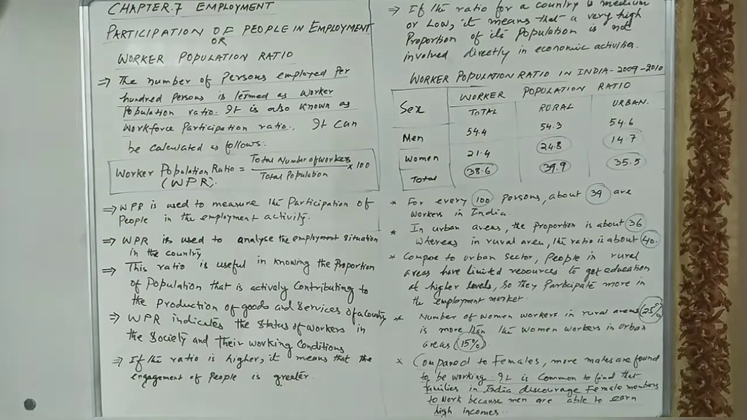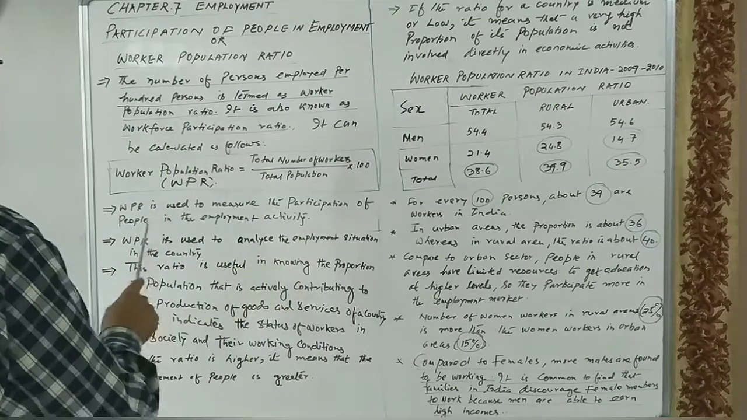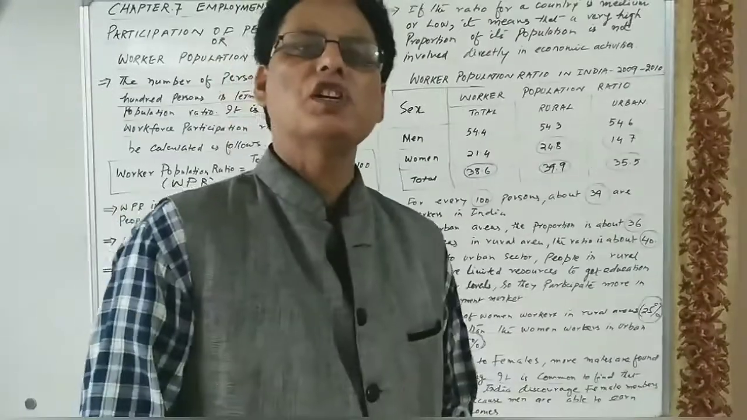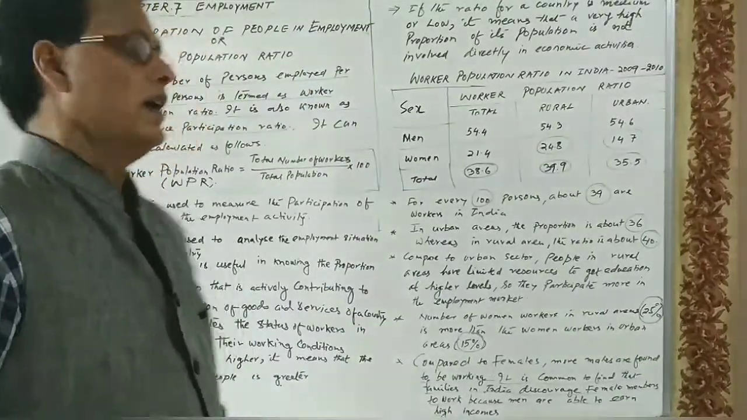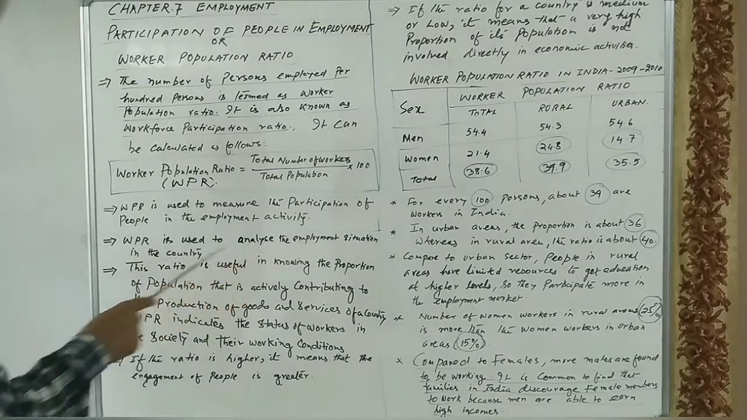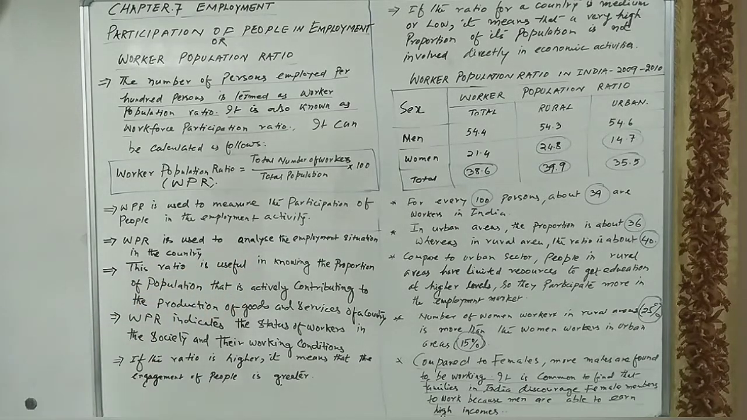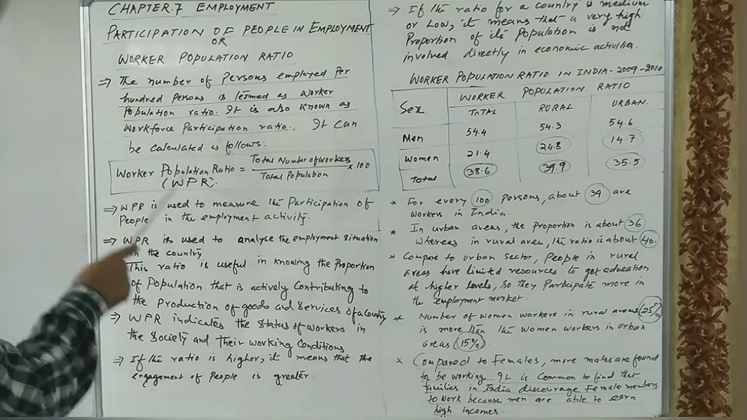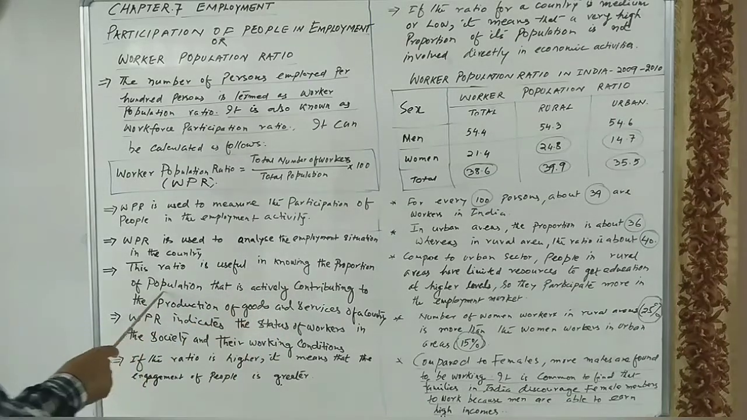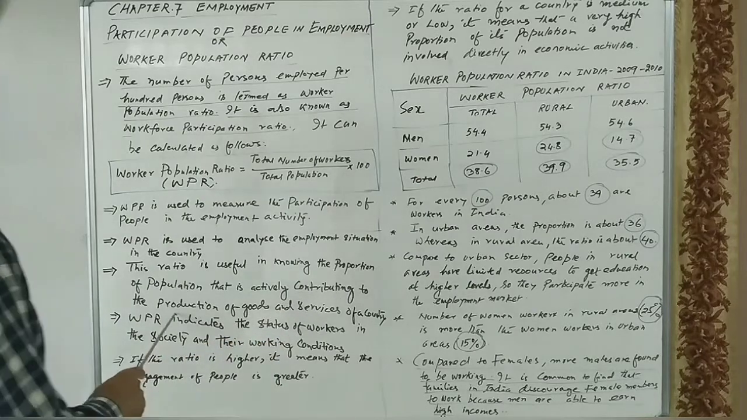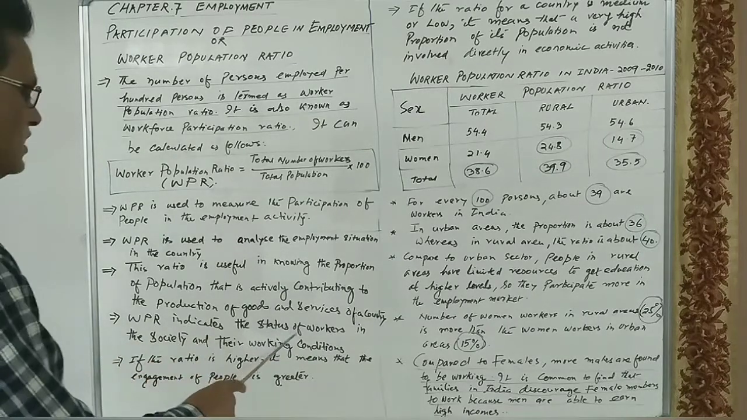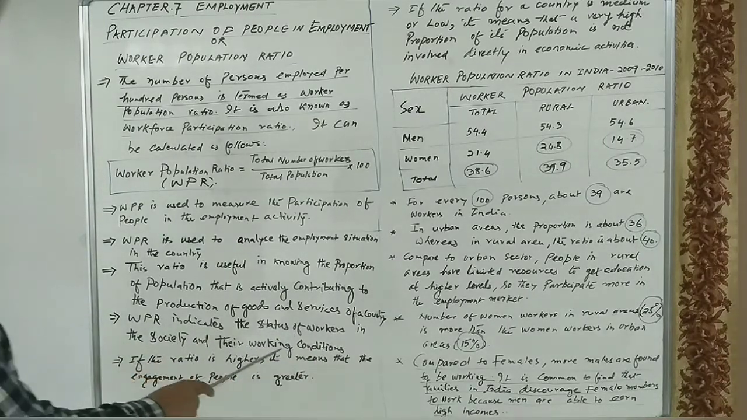This worker population ratio measures the participation of people in employment activity. This shows how many people of the country are participating in economic activities. This ratio is used to analyze the employment situation in the country. It is useful in knowing the proportion of population that is actively contributing to the production of goods and services of a country. This indicates the status of workers in the society and their working condition.